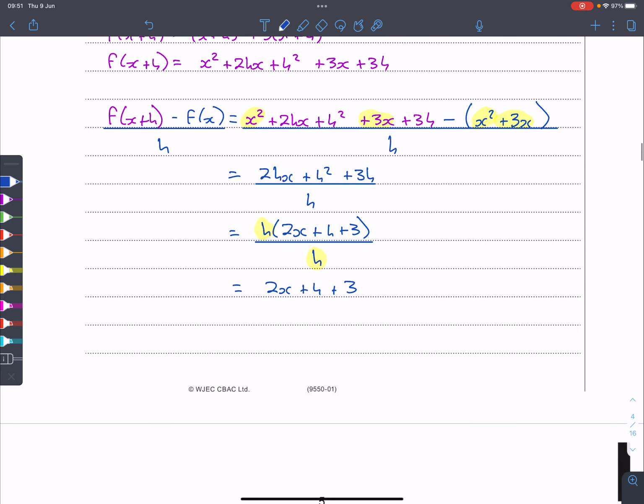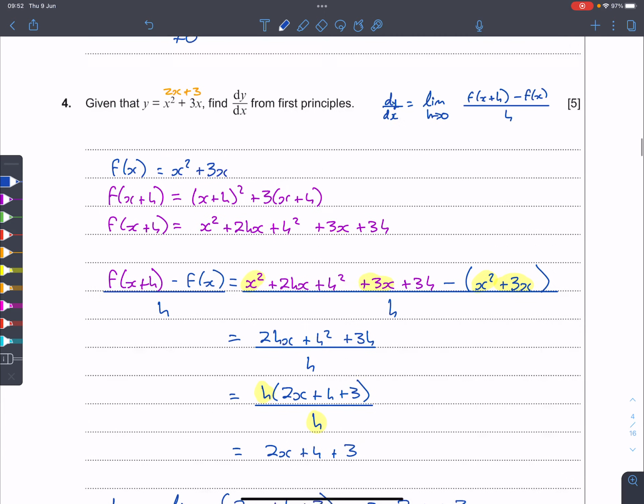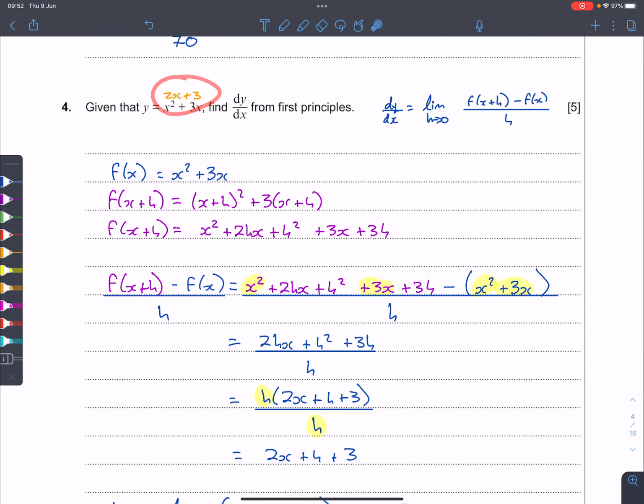So now I come to my formula to say, well, dy by dx is the limit, as this h goes to 0, of the 2x plus h plus 3. So that is going to be, well, if h goes to 0, the 2x is going to stay exactly the same because that doesn't involve h. This plus h is going to tend to plus 0, so that's going to disappear. And then the plus 3 doesn't have anything to do with h, so it's left with plus 3, which is what we said our answer was going to be when we started.